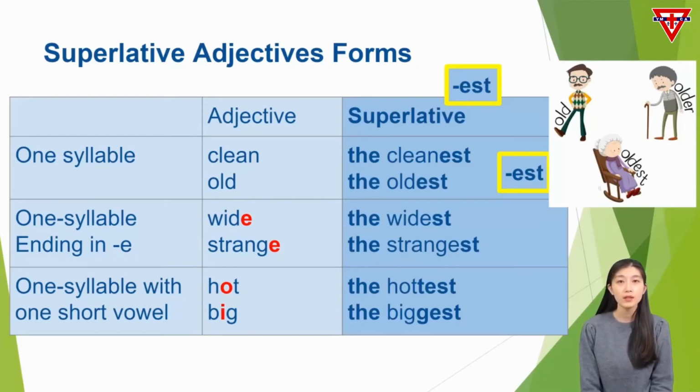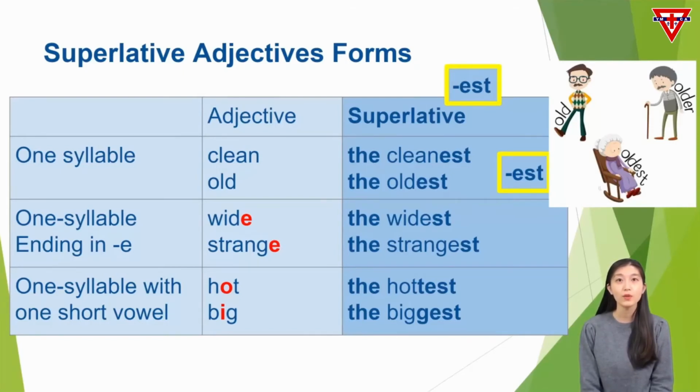When a 1 syllable adjective ends with the vowel E, such as wide or strange, we just add st to the end. Wide becomes the widest. Strange becomes the strangest. And for a 1 syllable adjective, if it has a short vowel in the middle, such as big and hot, we will double the last consonant and add est. So the superlative biggest will have 2 G's, and hot becomes hottest with 2 T's.